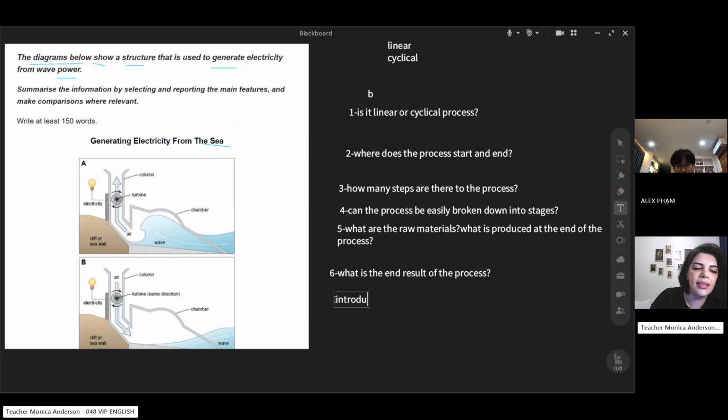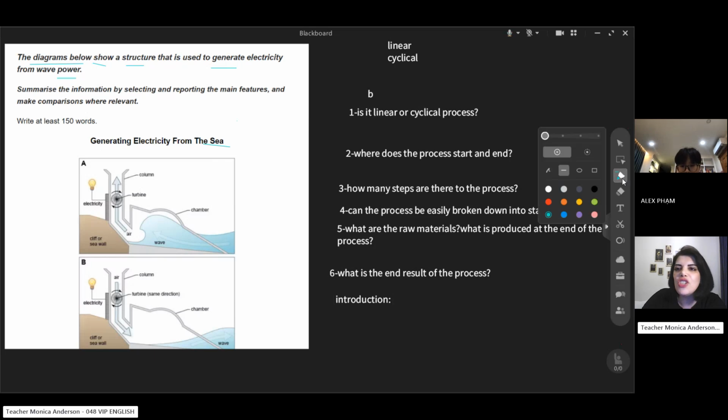The introduction says: first of all, how many diagrams do I have here? 1, 2, so A and B. I have 2 diagrams. They are the same, but I will tell you what the difference is. As you can see, I have 2 stages. First, air flows in and pushes water back. And here, the wave comes forward and pushes air into the column. So they are the same, just with different steps.